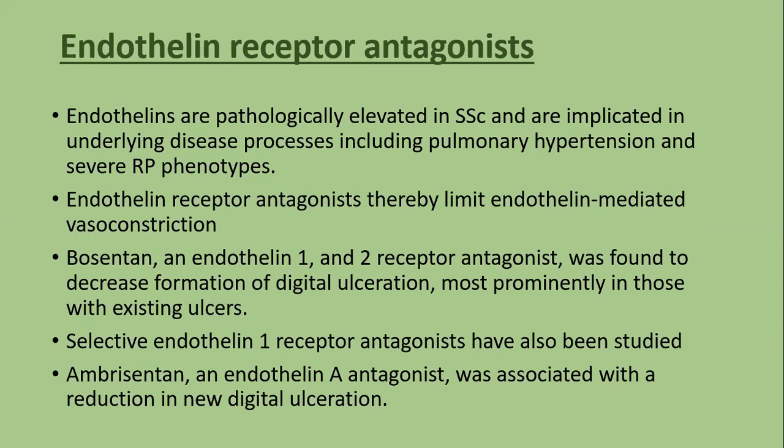Then the fourth-line treatment is the endothelin receptor antagonists. Endothelin is pathologically elevated in systemic sclerosis and is implicated in underlying disease processes including pulmonary hypertension and severe Raynaud's phenomena phenotypes. Endothelin receptor antagonists thereby limit this endothelin-mediated vasoconstriction. Bosentan, an endothelin 1 and 2 receptor antagonist, was found to decrease formation of digital ulcers, most prominently in those with existing ulcers.